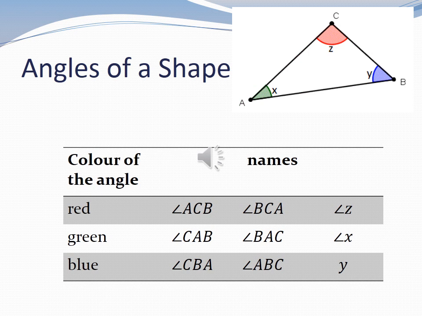In green color, you can see the CAB angle, as well as we call it BAC and angle X. Finally, in blue color, you can see the CBA angle as well as the ABC angle, as well as we can call it Y.